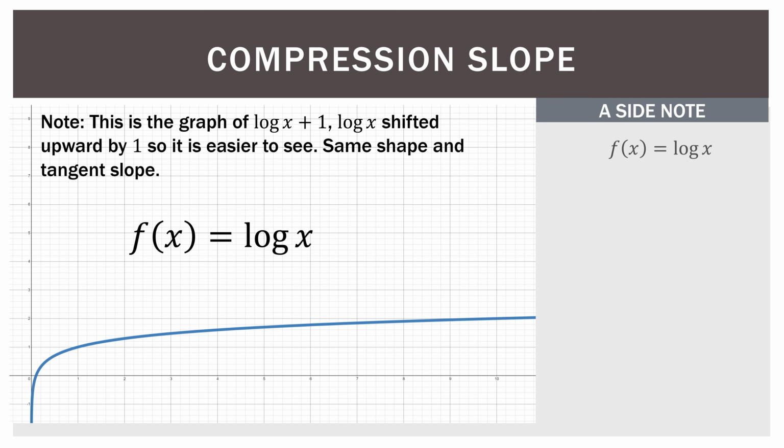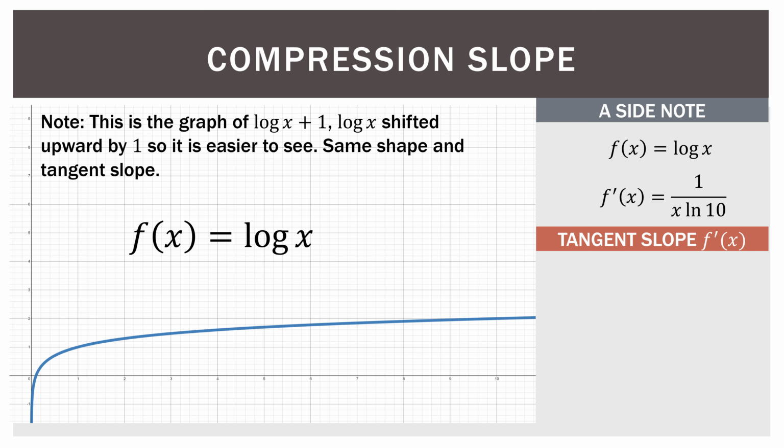If we have this function, log of x, so log 10 of x, and we take the first derivative of that, we have this: 1 divided by x times the natural log of 10. That is the first derivative of log 10 of x. So what does the first derivative give us? Well, it gives us the slope of the tangent line of log x.